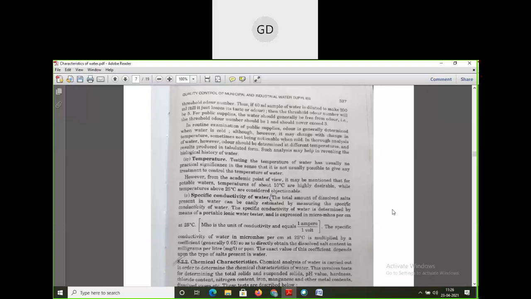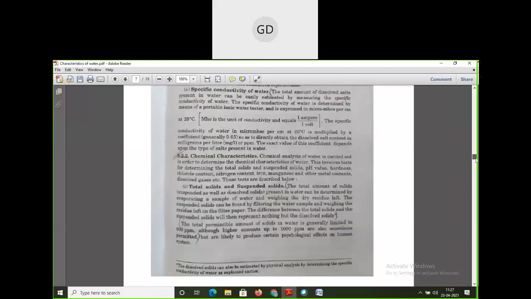It is determined by a portable ionic water tester, and it is expressed in micromhos per centimeter at 25 degrees Celsius. What is the unit for specific conductivity? It is expressed as micromhos per centimeter at 25 degrees Celsius. What is mho? Mho is the unit of conductivity, and it is equal to 1 ampere by 1 volt. The specific conductivity is multiplied by a coefficient, generally 0.65, but that is not needed. Up to 1 ampere by 1 volt is important.